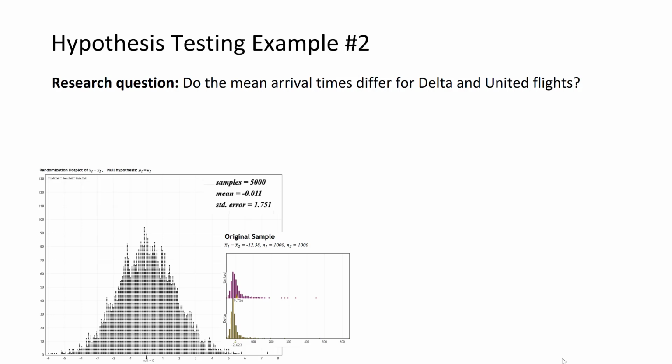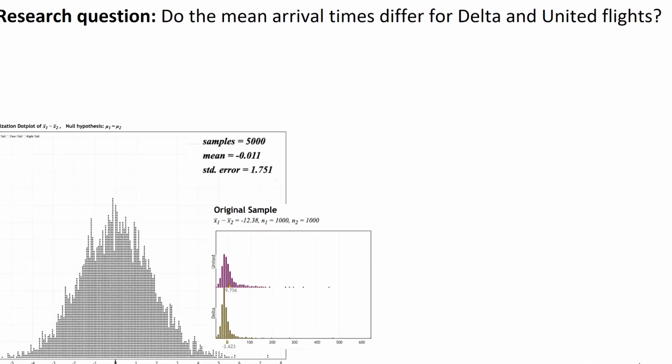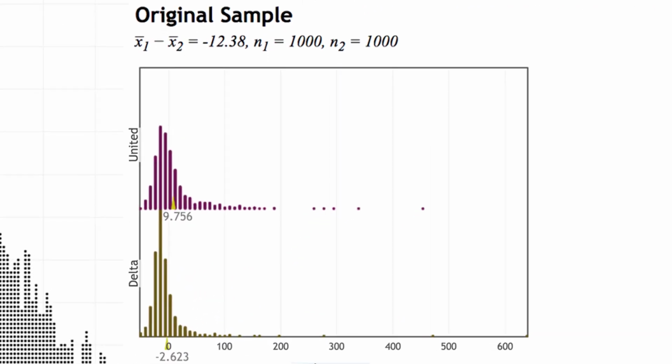This is a data set that is built into StatKey if you go to construct a randomization distribution for the difference in two means. Here we have the original sample, where we can see that on average, United flights are 9.756 minutes late, and Delta flights are 2.623 minutes early. The difference between the two sample means is negative 12.38. While the samples are skewed to the right, the sample sizes are very large, so according to the central limit theorem, we should expect the sampling distribution to be fairly normally distributed.